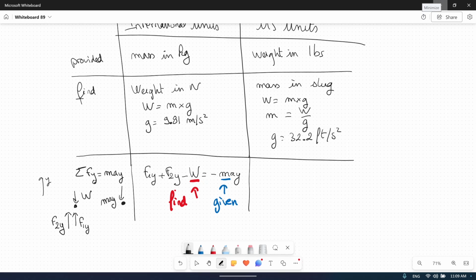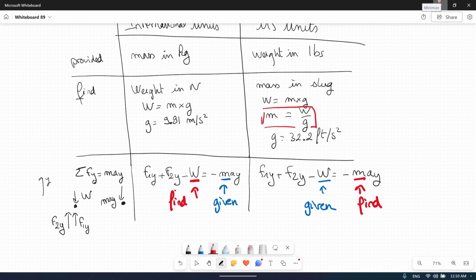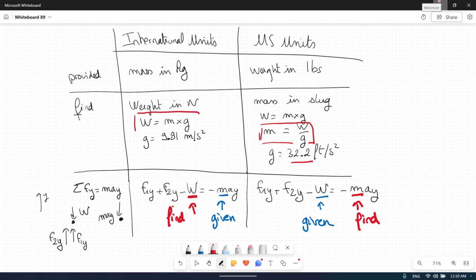Now, if we are in an equation in US units, we have F1Y plus F2Y minus W equals minus M A_Y. This is the opposite. The weight will be given, and what we need to find is the mass. How do you find the mass? We have the formula just here: M equals W divided by g, with g equals 32.2. In international units, how do you find the mass? You use W equals M times g, with g equal to 9.81 meters per second squared.